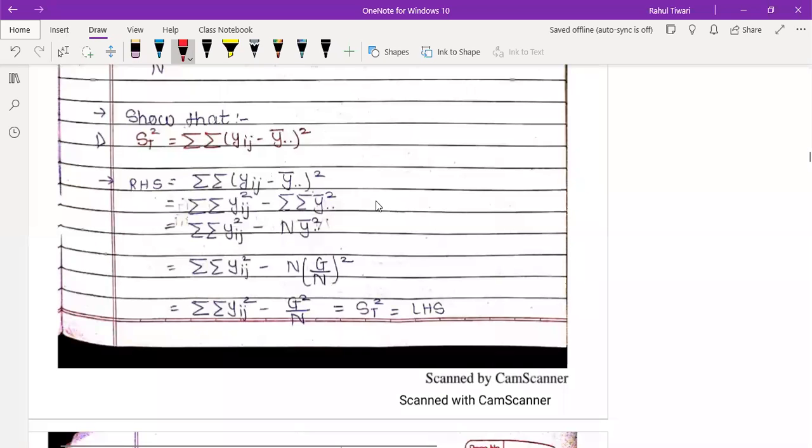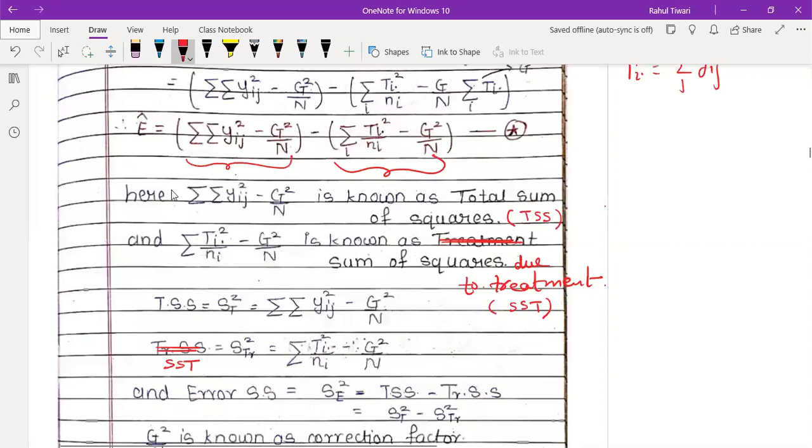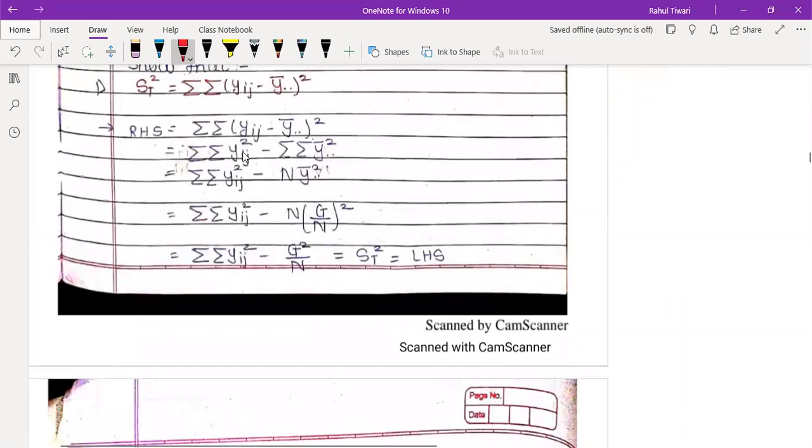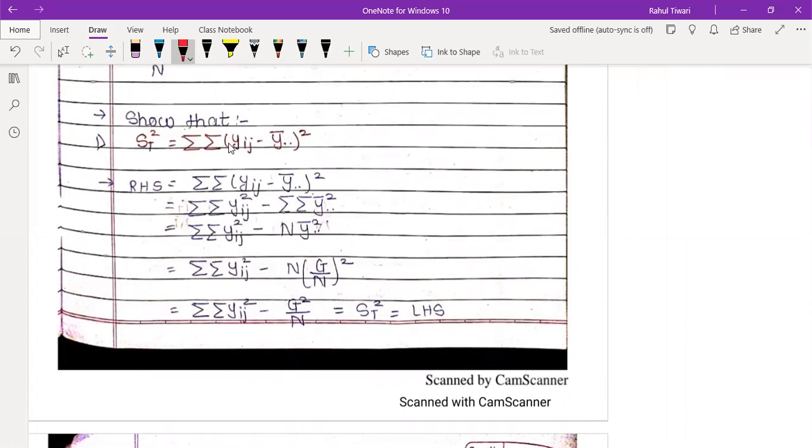Now we have to show that ST square, meaning total sum of square, is nothing but this particular quantity. Just go through these notations. This ST square or TSS is nothing but this term. If I use this notation, yij minus y bar dot dot, is that equivalent to this term or not? That we want to show, right? So whether this is equal to this or not.